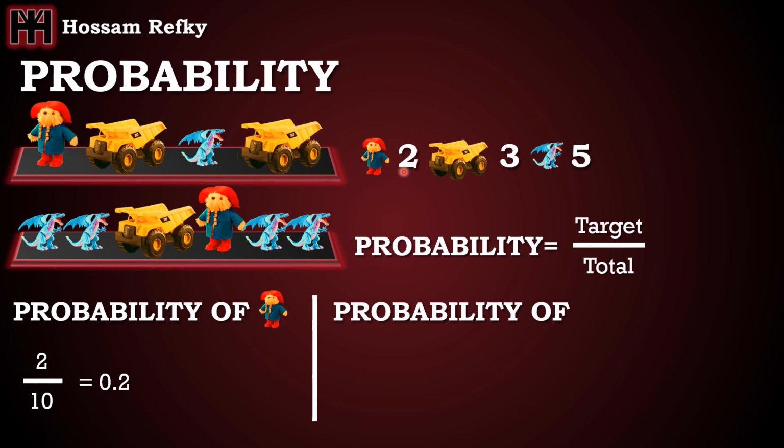Let's say I want the probability of the yellow toy or the blue toy. So I don't know whether I'm getting the yellow or the blue, so it will be both the yellow and the blue. 3 plus 5 over the total, which is 10. So it's 8 over 10, so it's 0.8.